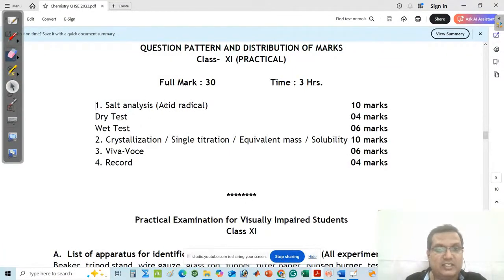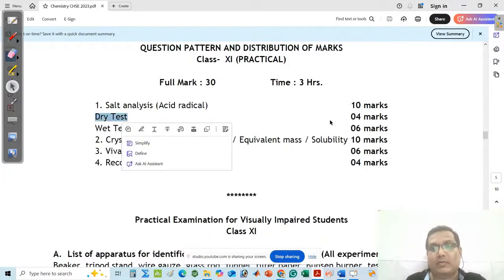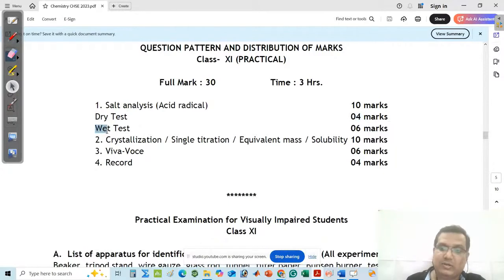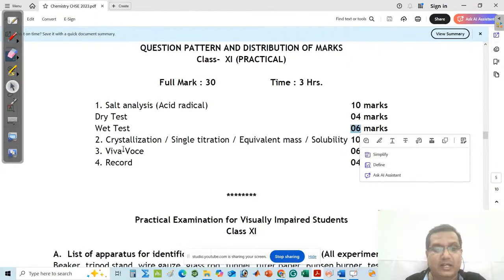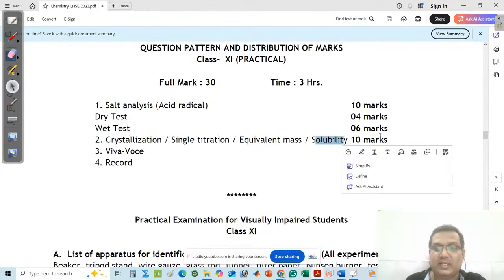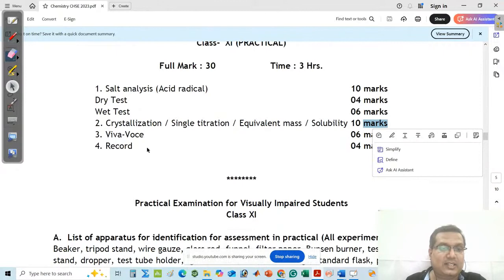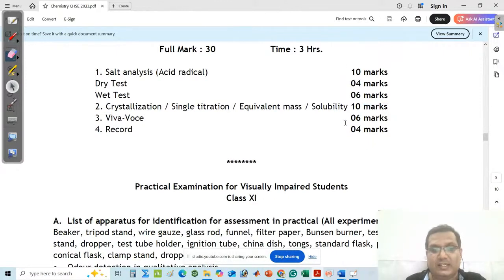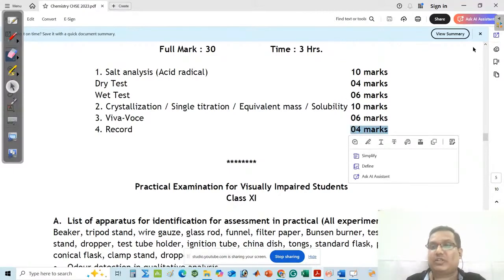First experiment is salt analysis. Generally, you follow the acid radical. It carries 10 marks. Out of the 10 marks, the dry test is 4 marks. The wet test is 6 marks. Next, second experiment: you should do any one of the experiments, that is crystallization, single titration, equivalent mass determination, or solubility. It carries 10 marks. Next is viva. It carries 6 marks. Record carries 10 marks. Totally 30 marks, and the time duration is 3 hours.